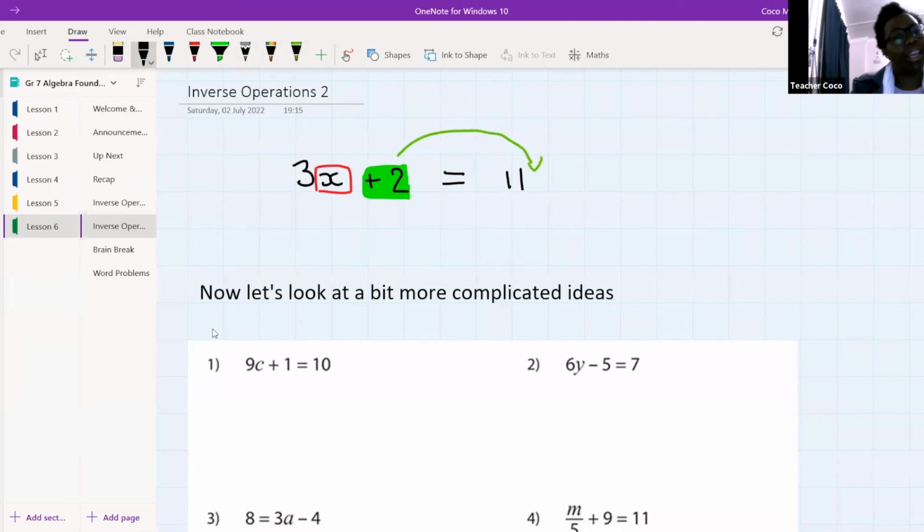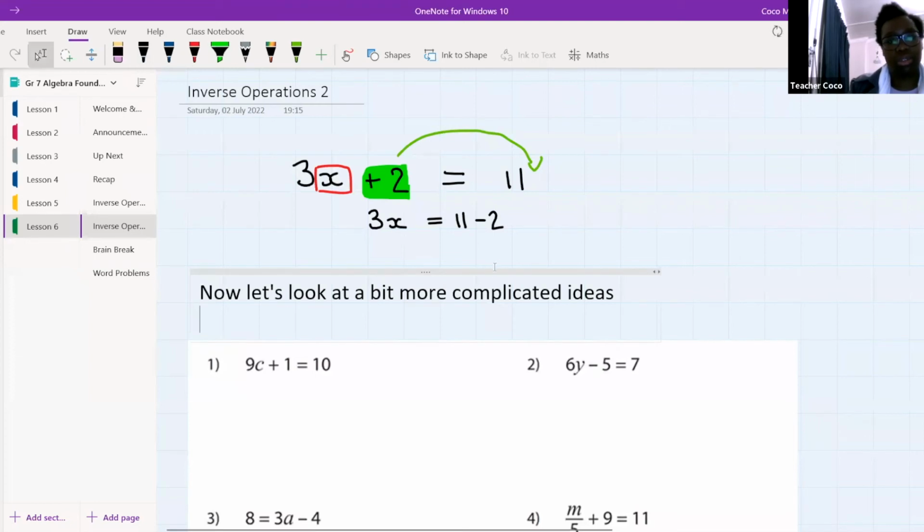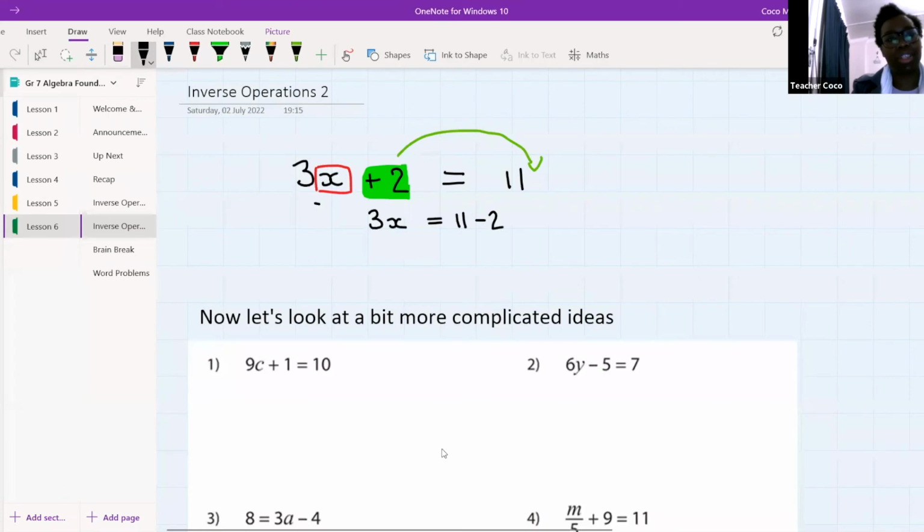And then my next line is going to read 3x, because I haven't gotten rid of the 3 in front of x, or the 3 multiplied to x yet, is equal to 11 minus 2. And then I can't say therefore because I don't have x on its own yet. Okay, I'm going to need to move this down a little bit more. Oh, teacher Coco. All right, there we go. So I'm still going to write here.